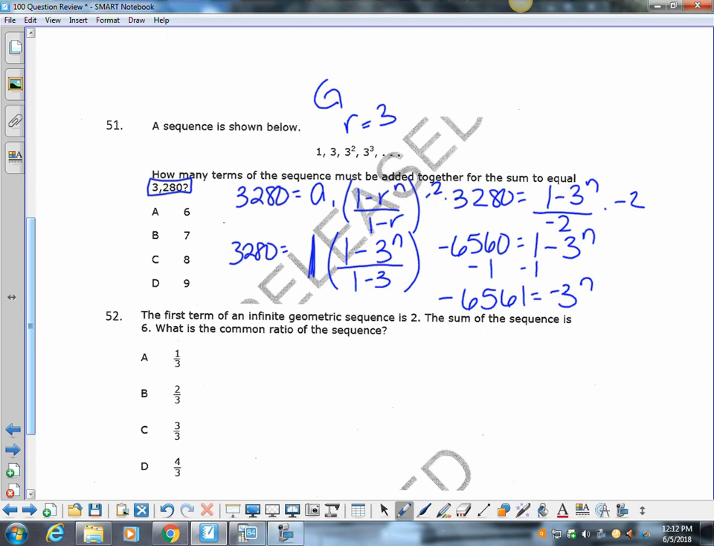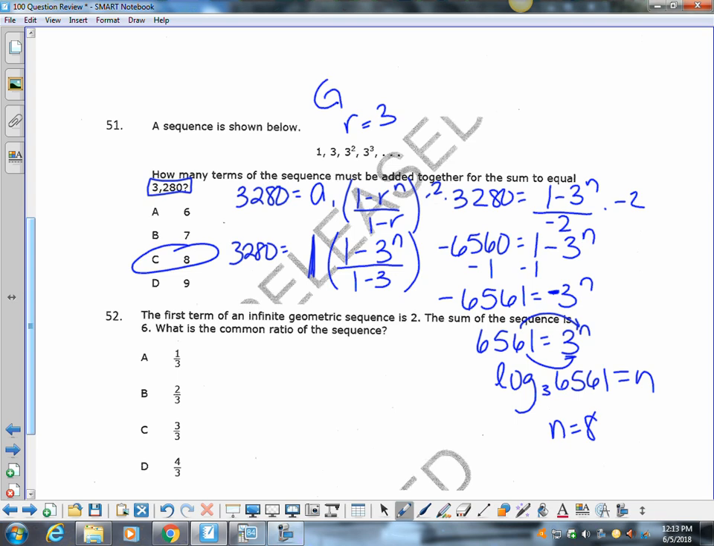I cannot divide by 3. This is not 3 times n. I can divide by this negative in the front. But now that I'm here, again, you cannot divide by 3 because this is exponential, so you're going to undo it with a log. So log base 3 of 6561 equals n, and then you can just type this in the calculator, and you get 8.